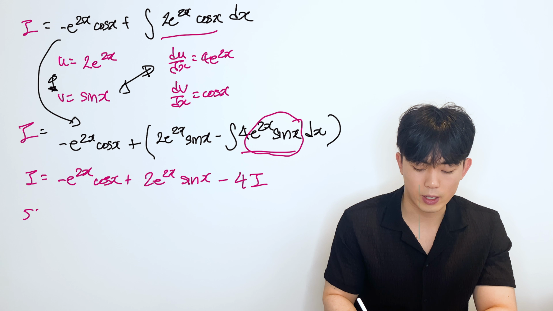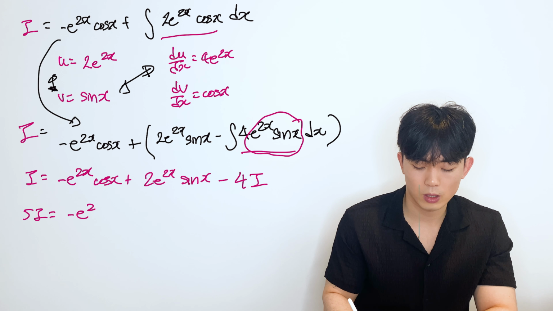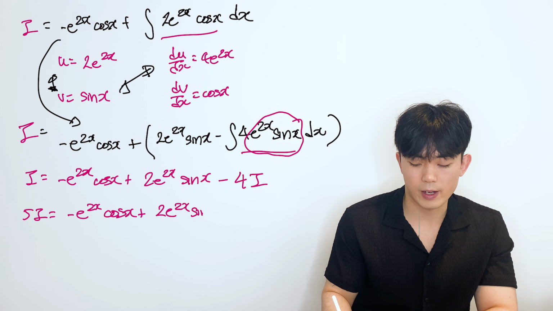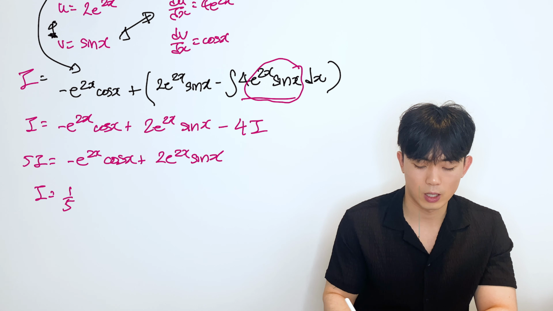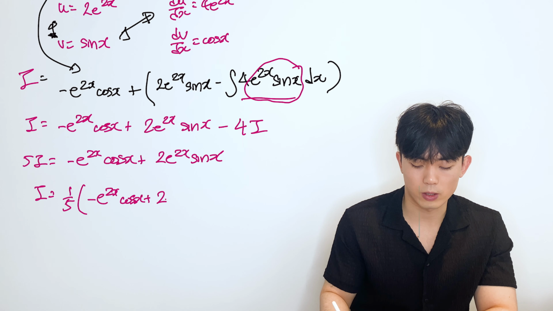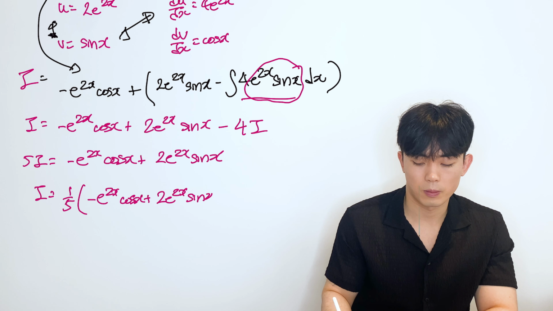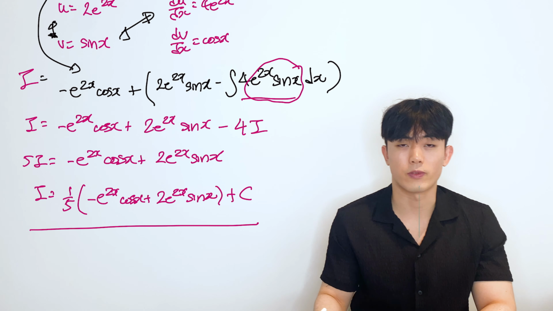So I get 5I is equal to this. And then if I divide everything by 5, I'll be just left with the I. So I'll have 1 over 5 times minus e to the 2x cos x plus 2e to the 2x sine x, plus c. So this will be my final answer.